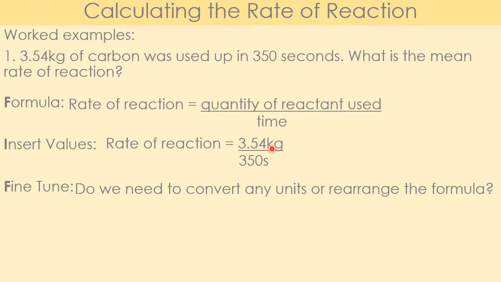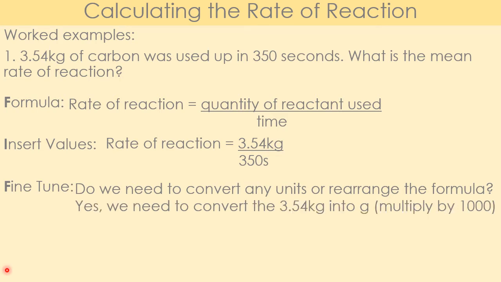Well, I need to have it in grams, so I need to convert this 3.54 kilograms into grams. My time, the 350 seconds, is absolutely fine. My units are seconds there. So I need to convert that 3.54 kilograms into grams. To do that, I'm going to multiply it by 1,000.